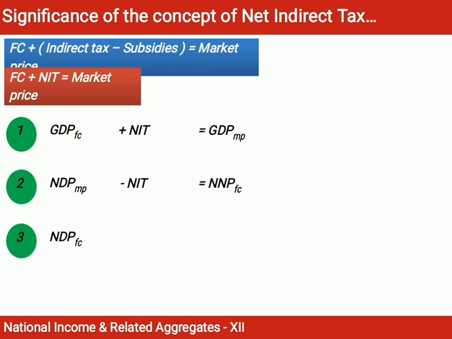And in the third example, NDP FC plus NIT equals NDP MP. Net domestic product at factor cost: when we add net indirect taxes to factor cost, we get market price. And the fourth example, GNP MP minus NIT equals GNP FC. Gross national product at market price minus NIT means market price minus net indirect taxes equals factor cost. So G remains the same, national remains the same, P remains the same, but the variable market price changes into factor cost with the help of NIT.